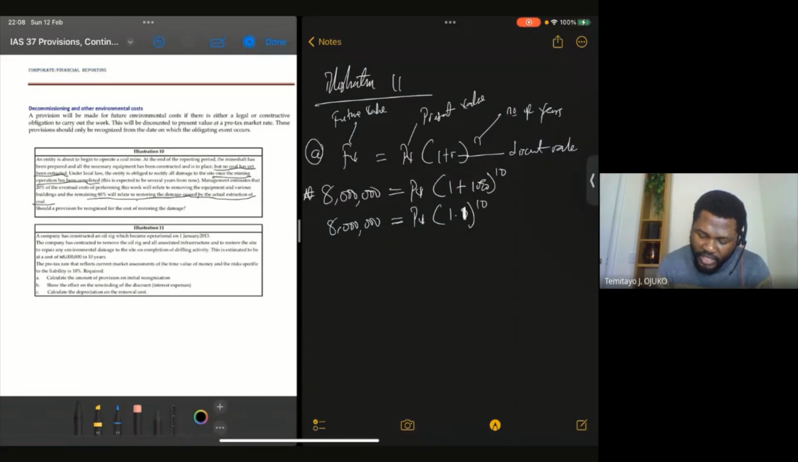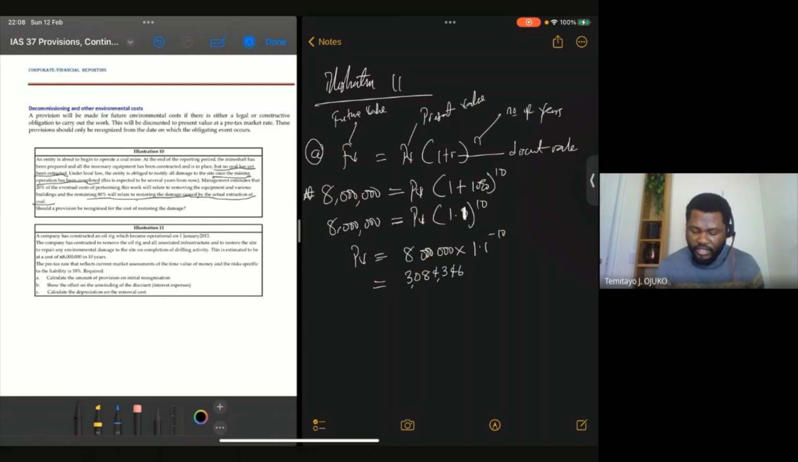1.1 raised to power 10. So my present value is equal to 8 million times 1.1 raised to power minus 10. So what is this going to give us? 8 million times 1.1 raised to minus 10. That gives us 3,084,346.